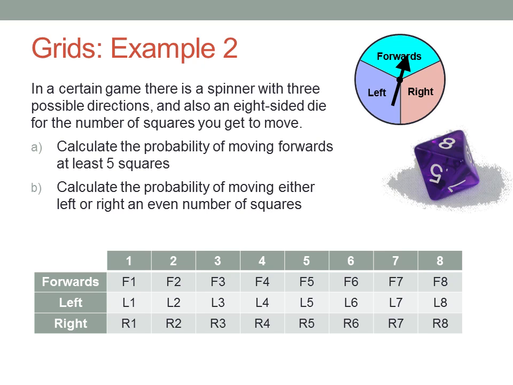Now, what's the probability of moving forwards at least 5 squares? Well, where are those outcomes in the grid? Here. There are 4 of them out of a total of 3 times 8, or 24, so the theoretical probability of moving forwards at least 5 squares is 4 out of 24, or 1 in 6. And the probability of moving either left or right an even number of squares, those outcomes are here. 8 possible outcomes out of the total of 24, which is 1 in 3.